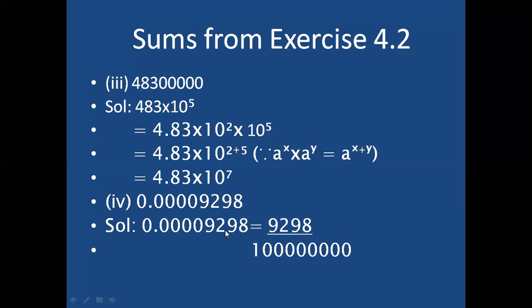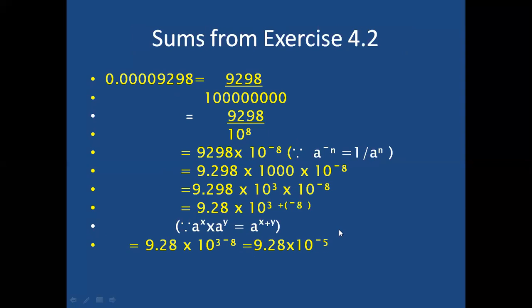Just see here. Only the numerical number you write, 9298 by. In place of the decimal you write 1. And how many digits are there after the decimal? Total 8 digits are there. So write 1 followed by 8 zeros. Now we can write this as 9298 by 1 followed by 8 zeros, which in exponential form is 10 to the power of 8. So 9298 into 1 by 10 to the power of 8.